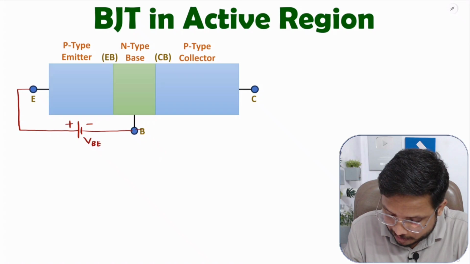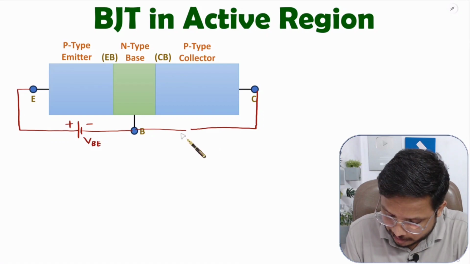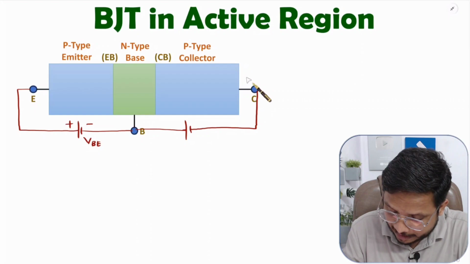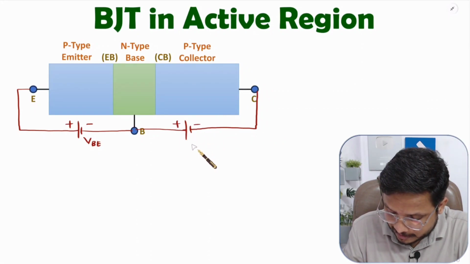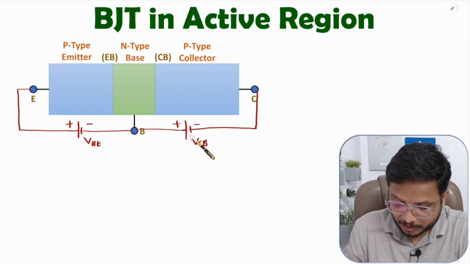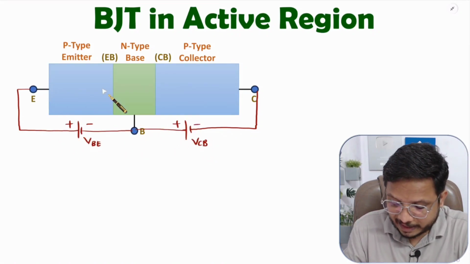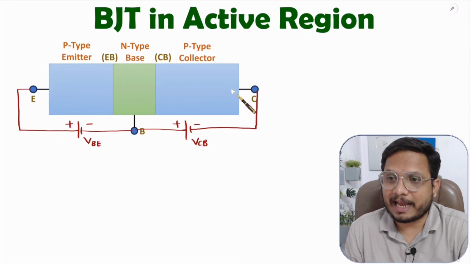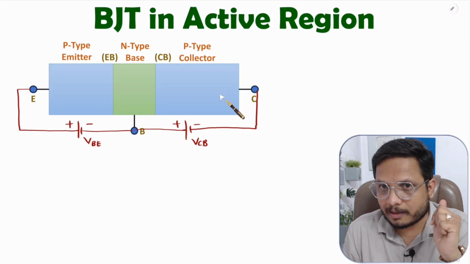We need to keep the collector base junction in reverse bias. To have it, I'm connecting one battery: the N type is connected with the positive terminal and the P type is connected with the negative terminal. That is how we have it in reverse bias, by the VCB battery. Once you connect the supply as per this biasing, the BJT is in active region. Now I'll explain how current flows.